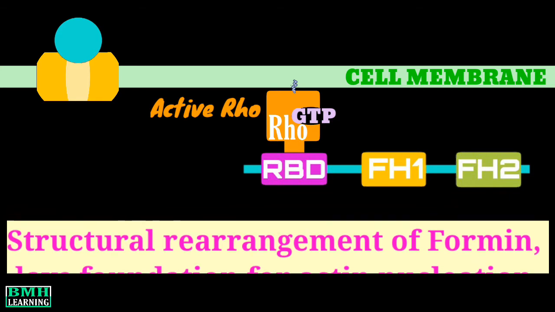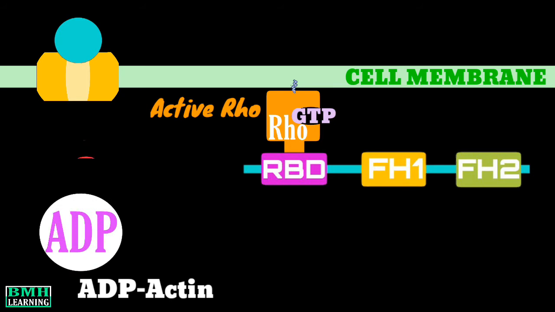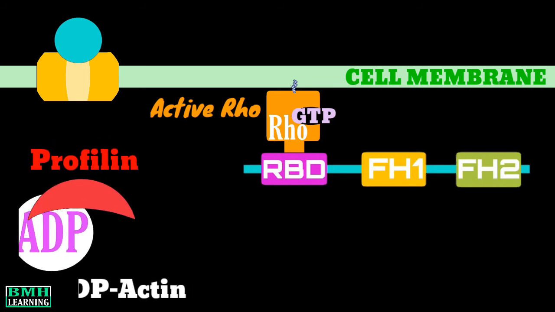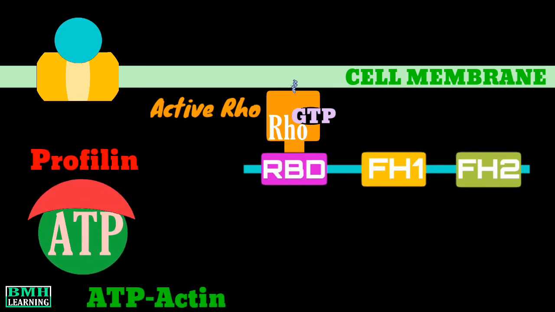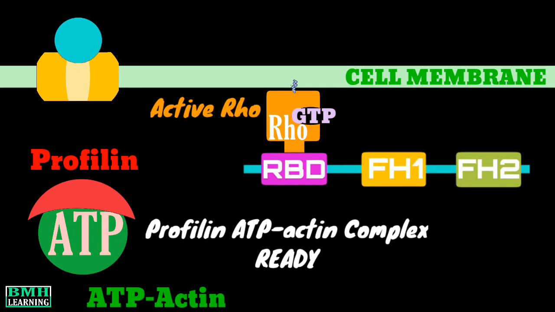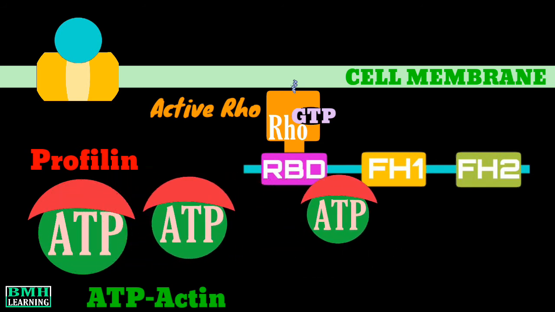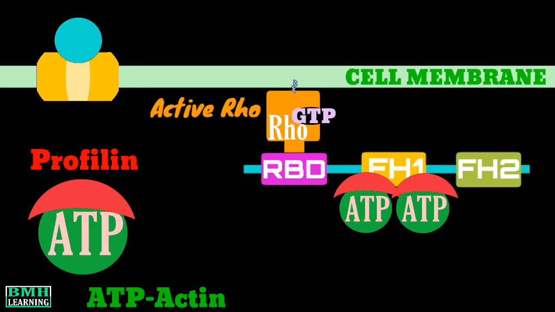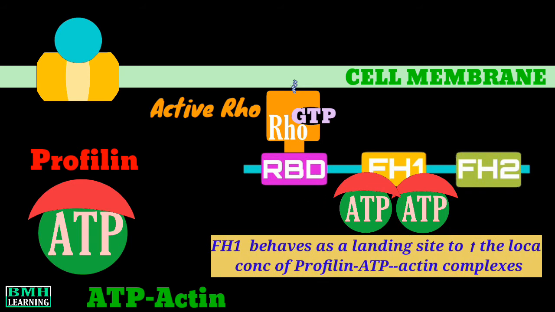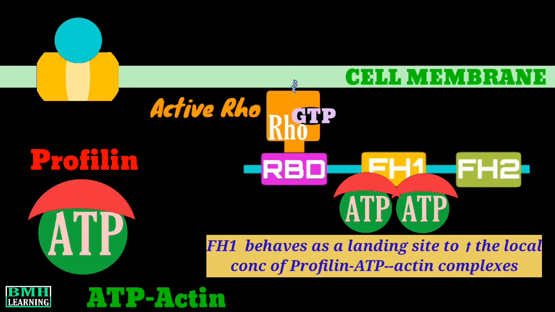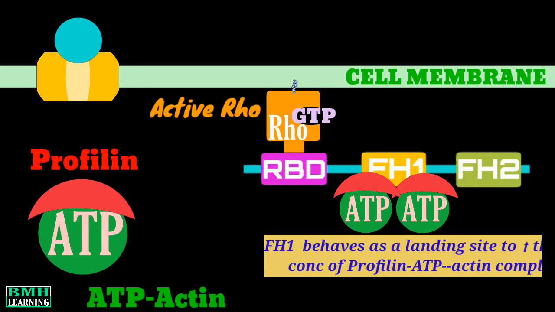So, initially we have ADP actin, and with the binding of profilin, it becomes ATP actin by mechanisms discussed in detail in previous videos. Now the profilin ATP actin complex is ready. So one by one, they are recruited to the FH1 domain. This way, FH1 behaves as a landing site to increase the local concentration of profilin ATP actin complexes.